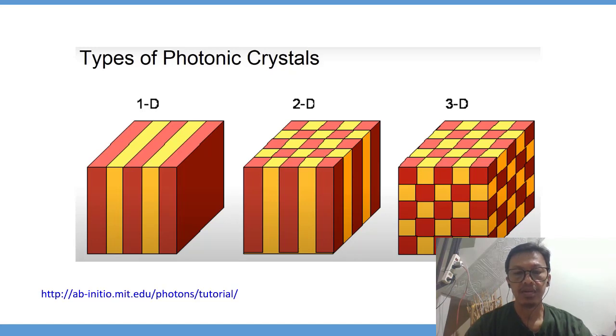One-dimensional photonic crystals were discovered in 1887, while two- and three-dimensional photonic crystals were not discovered until around 1787.